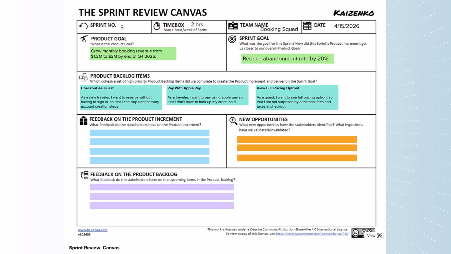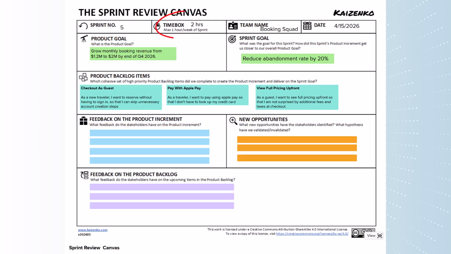Today, we're going to walk through the Sprint Review Canvas. The sprint review is a collaborative working session with the stakeholders. It's not a presentation or a demo to the product owner, but an active working session with the stakeholders. The Scrum team inspects their progress towards the product goal and determines what to work on next based on the feedback from the stakeholders. So let's say this is sprint 5.